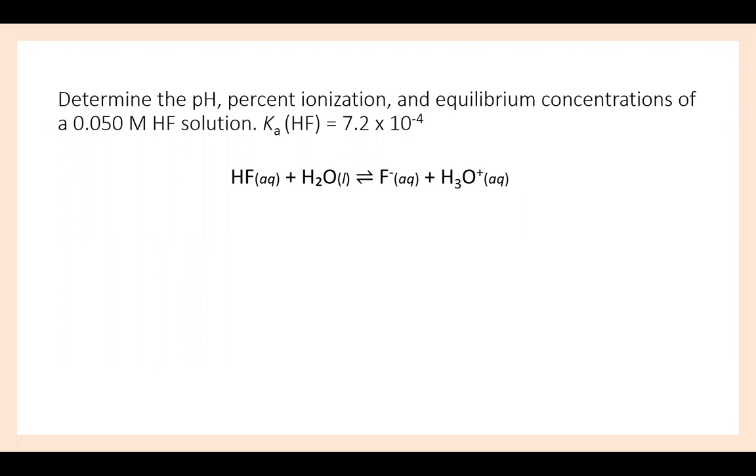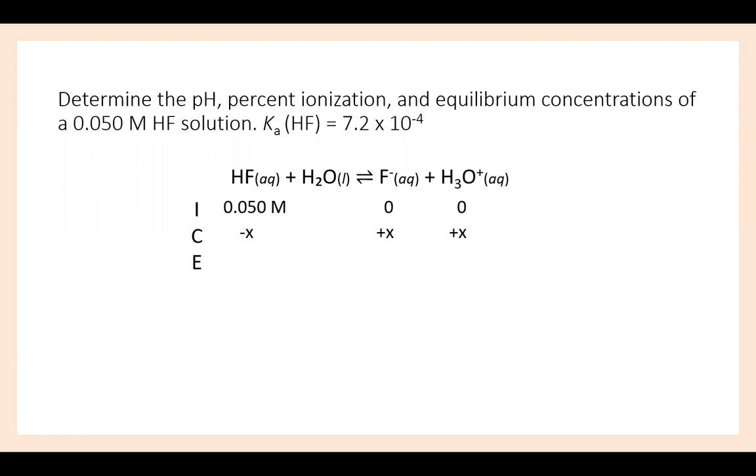We start with the ionization reaction. The acid HF reacts with water to produce fluoride ions as well as hydronium ions. We begin with an ice table. We can plug in the initial concentrations. We have 0.050 molar HF and 0 concentration of our products.